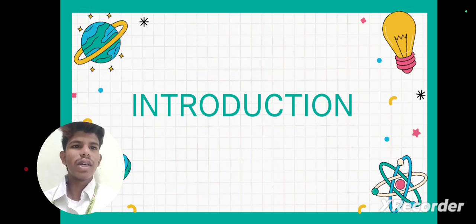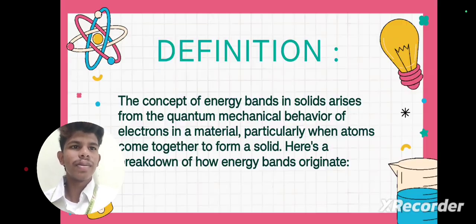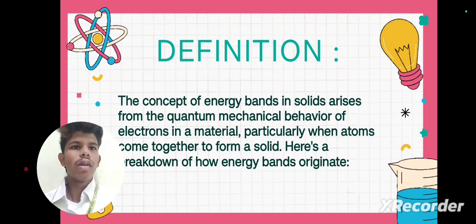Today, my topic is origin of energy bands. The concept of energy bands in solids arises from the quantum mechanical behavior of electrons in a material, particularly when atoms come together to form a solid. Here is a breakdown of how energy bands originate.